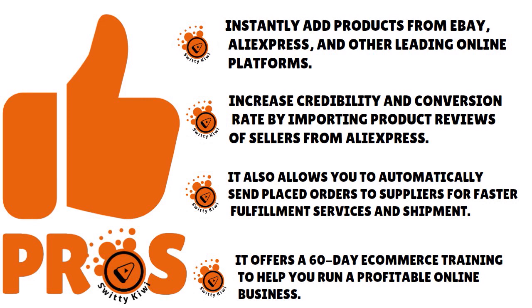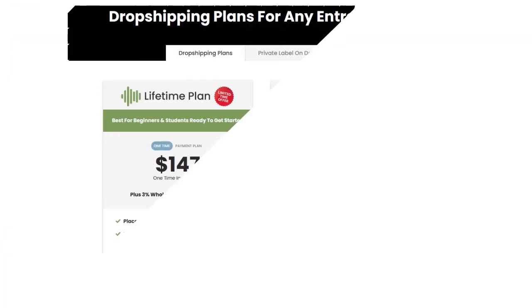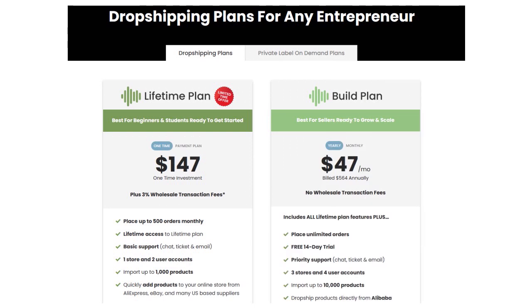What about the pricing? So Dropified has two pricing plans. You have a lifetime plan, $147, which is a one-time investment. And then you have a monthly plan. The plan will cost you $47 per month, billed annually. And it will be $67 per month if it's billed monthly.